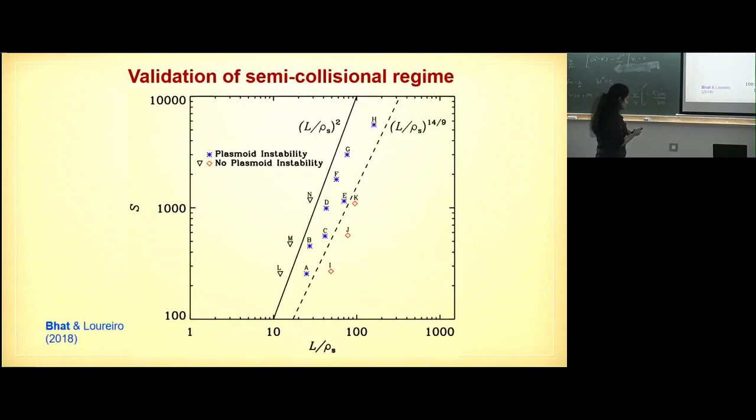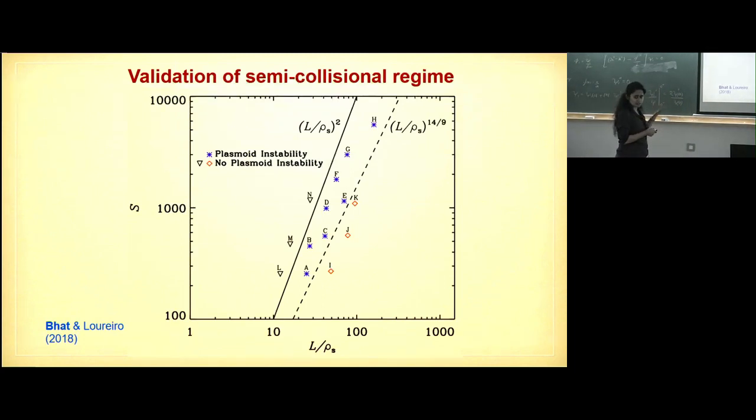So this plot is kind of the main result of the simulation work. What I show is the semi-collisional regime given by these two bounds. Over here on the left is the collisionless regime, and on the right is the fully collisional MHD regime. And this is the semi-collisional regime. The stars mark the simulations where we did see plasmoids, and the inverted triangle and diamond refer to the cases where there were no plasmoids.